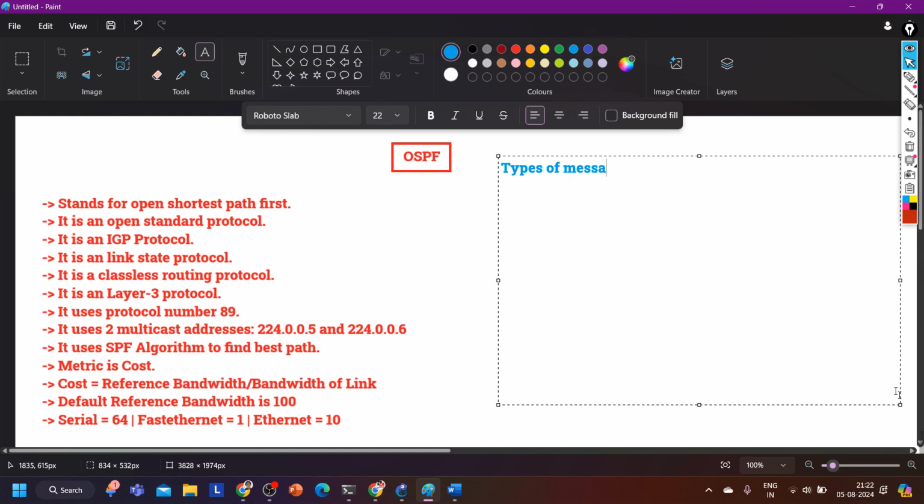Types of messages in OSPF. So first message is type 1 message, and name of type 1 message is hello message. So if someone asks you what is the type 1 message in OSPF, that is hello message. Second, type 2 message is DBD message, database description.